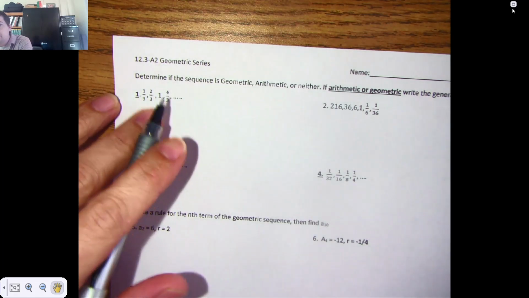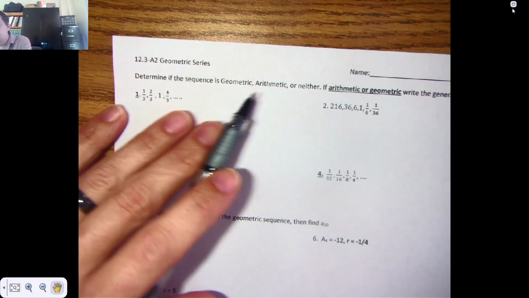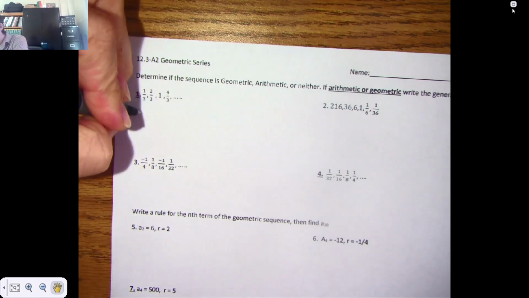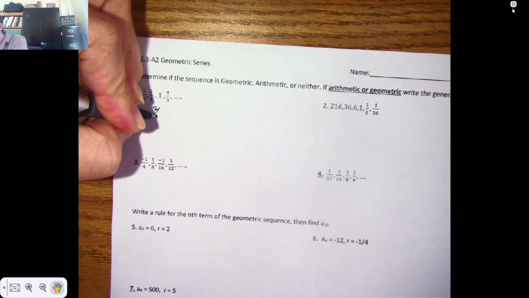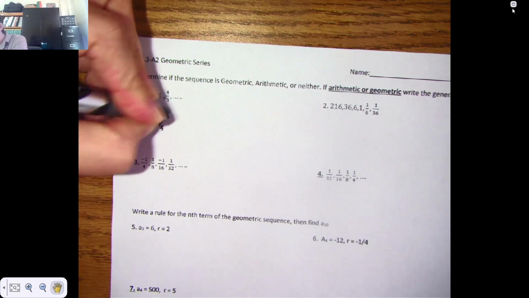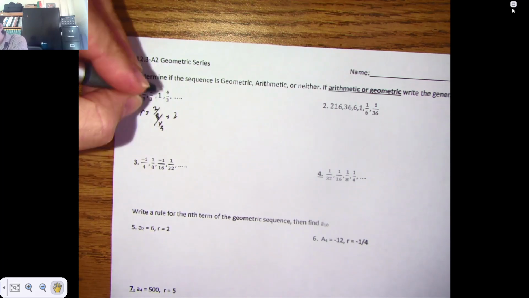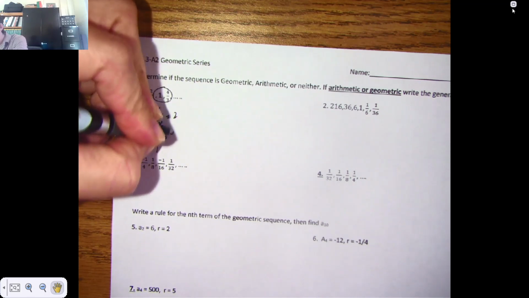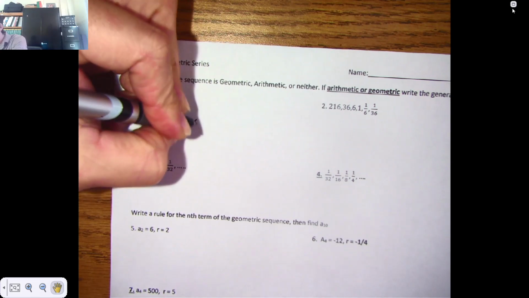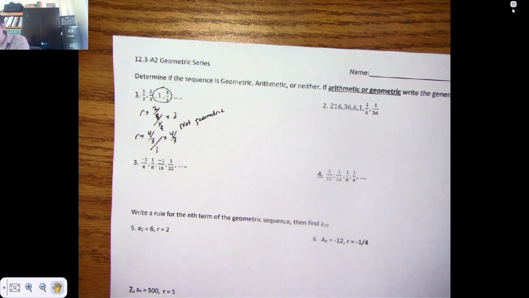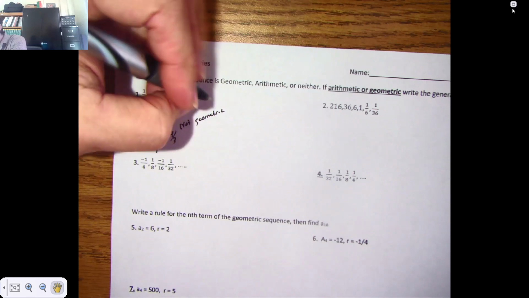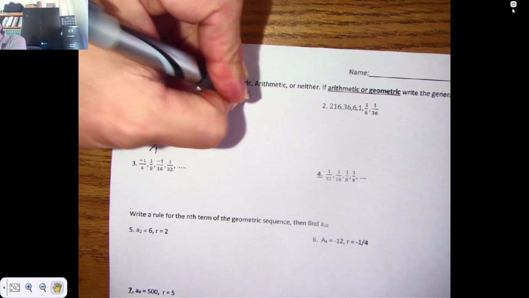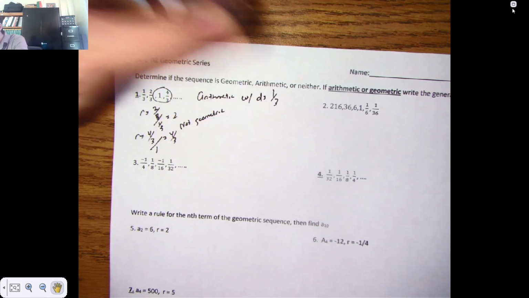I got number 1 bolded. It says determine if the sequence is geometric, arithmetic, or neither. So most kids, when they look at this, might think that the ratio is 2/3 over 1/3, which is 2. But if you go back and check, you'd get 1 over 2/3, which is 3/2, so it's not geometric. What it is is arithmetic, with a difference equal to 1/3.